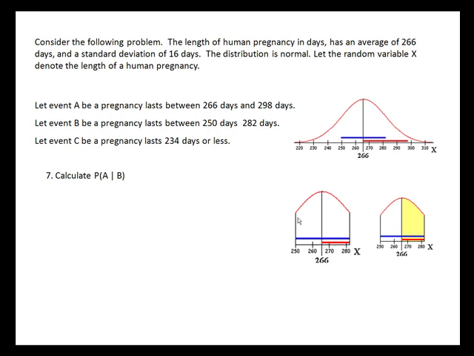And what I want is the probability that I land between 266 and 282 days. Again, notice that the yellow area is what's common to both A and B, and the denominator consists of the probability of B, the new sample space. So what I'm going to do is calculate the probability of A given B in terms of the old probabilities in the old sample space.